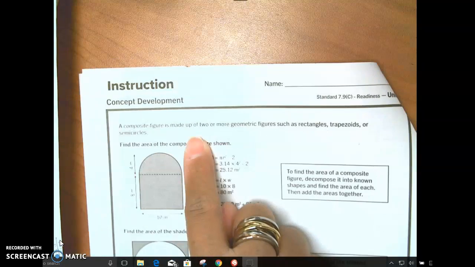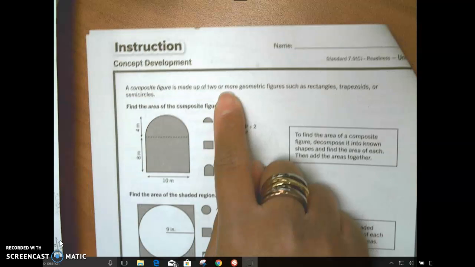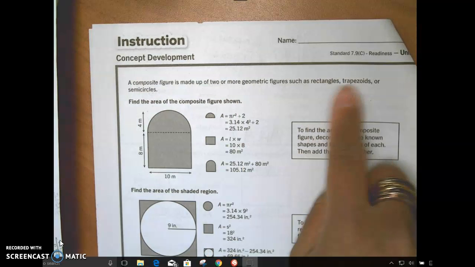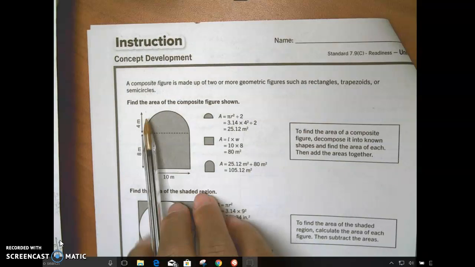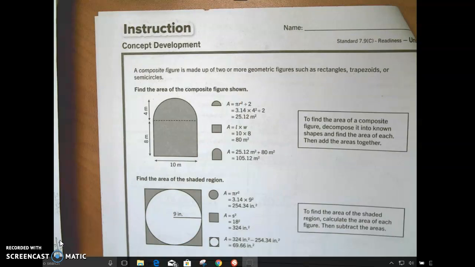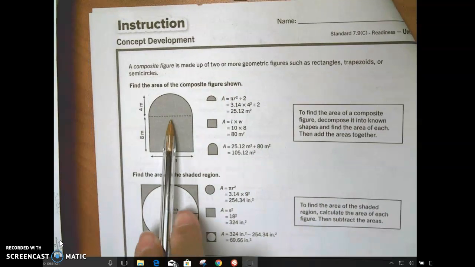According to your vocabulary, a composite figure is made up of two or more geometric figures, such as rectangles, trapezoids, or semicircles, or quarter circles. So, this says find the area of the composite figure shown. What shapes do you see here?